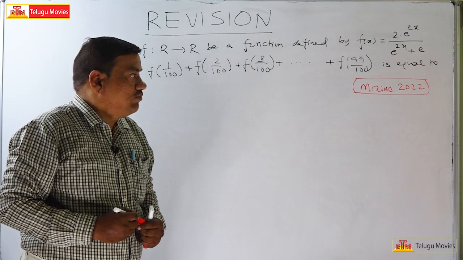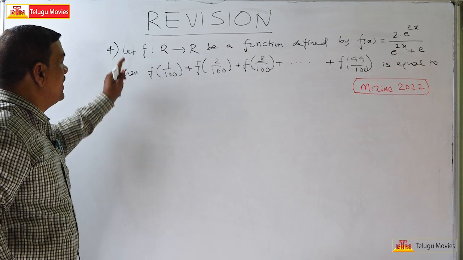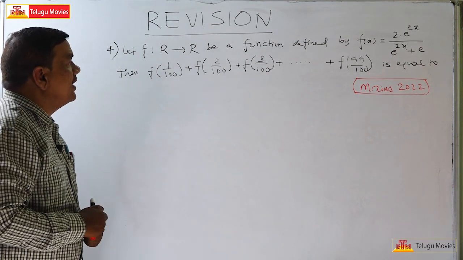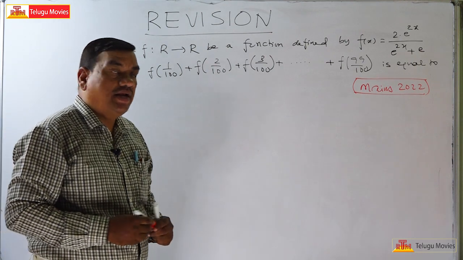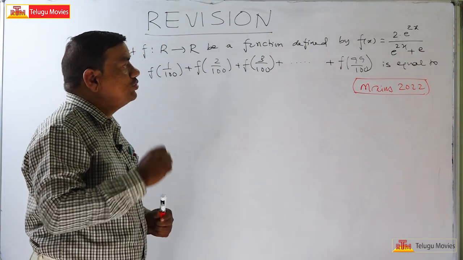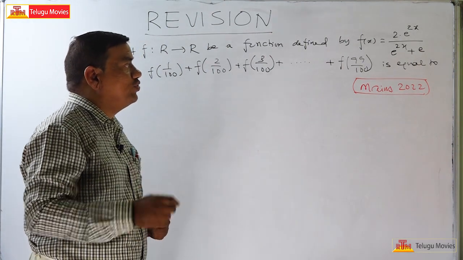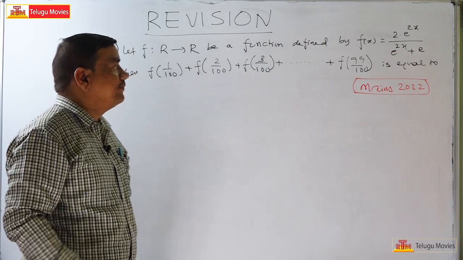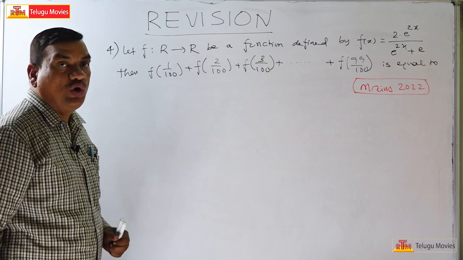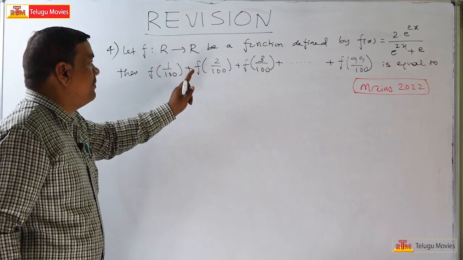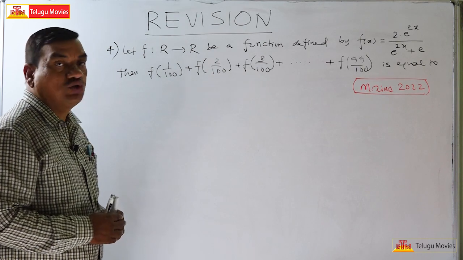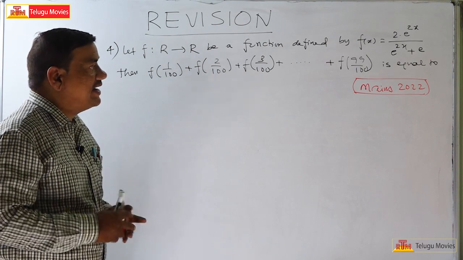Hi students, welcome to this problem. Let f be a function from R to R defined by f of x is equal to 2 into e to the power of 2x by e power 2x plus e. Then you have to find f of 1 by 100 plus f of 2 by 100 plus f of 3 by 100 and so on, up to f of 99 by 100.